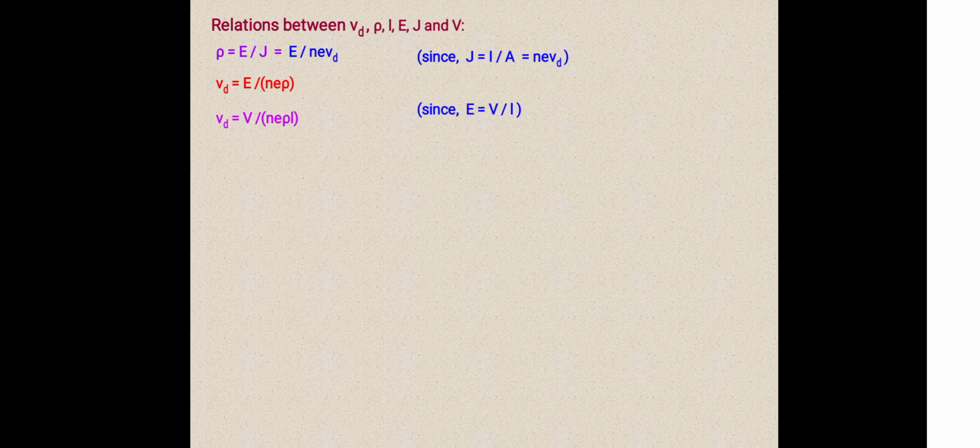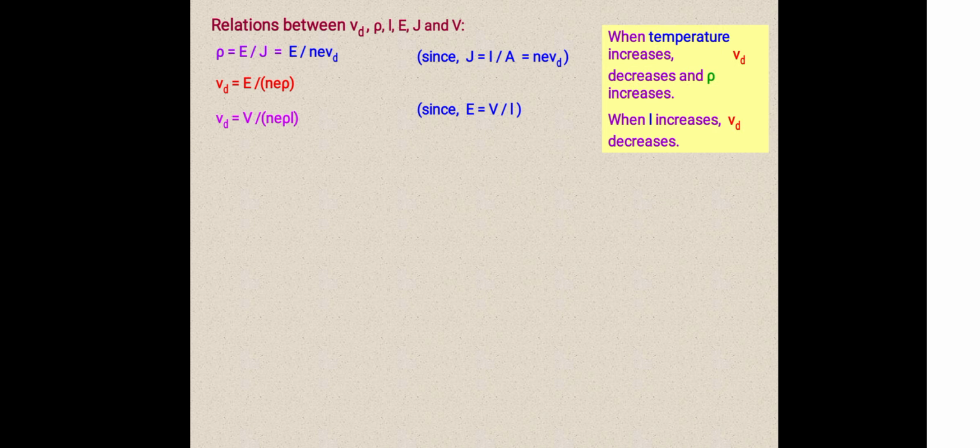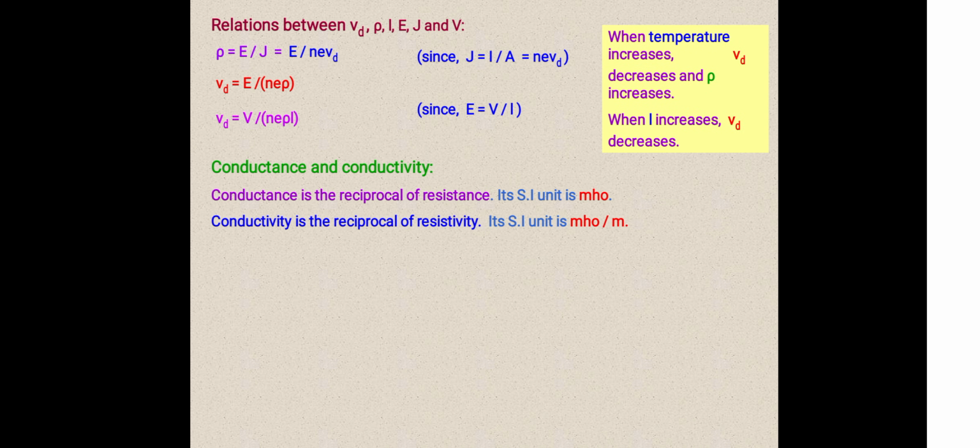Now we discuss the relation between Vd, rho, I, E, J and V. So rho equals E by J, so E by n e Vd. So Vd equals E by n e into rho. So the relation between Vd and rho is inversely proportional. If resistivity increases, then the drift velocity Vd will decrease. Clear? Next, when temperature decreases, then Vd also decreases and rho also decreases. Remember this thing, from this portion there will be a question. So when temperature increases, then Vd decreases and rho increases. When I increases, then Vd increases.